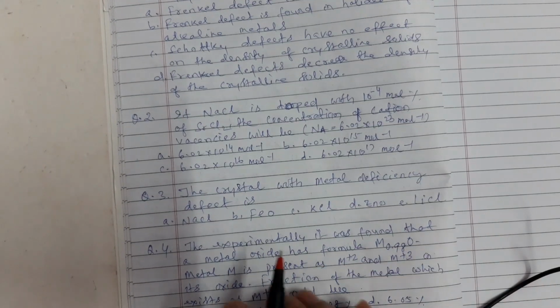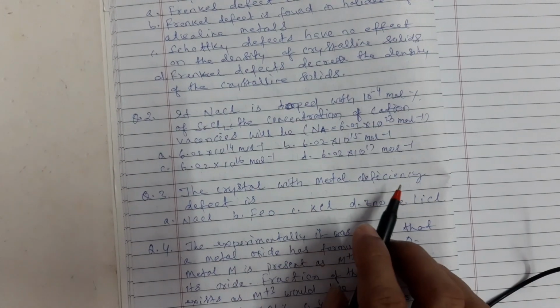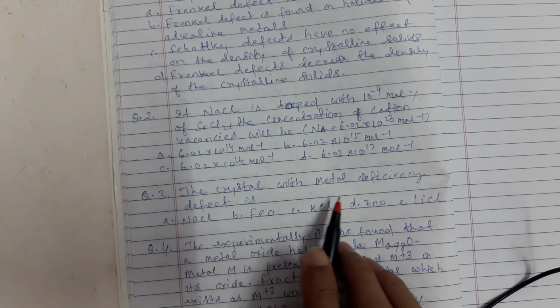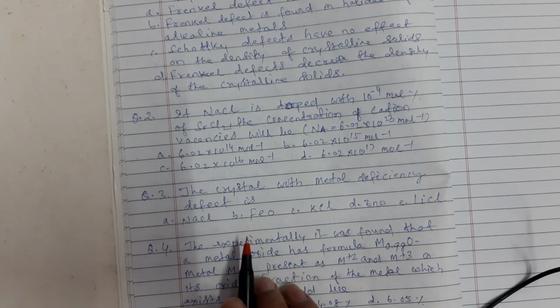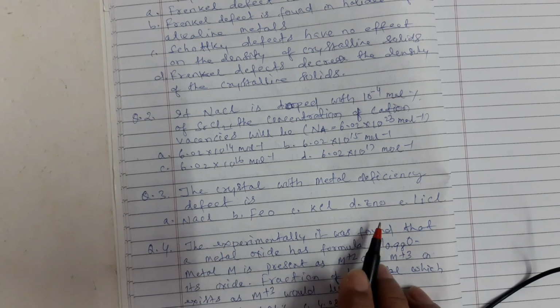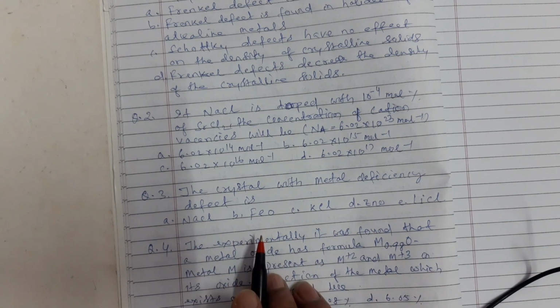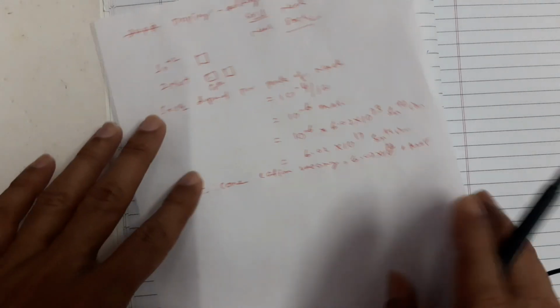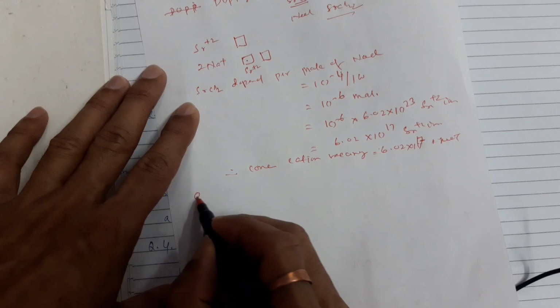Question number 3. The crystal with metal deficiency defect is what? The crystal with metal deficiency defect is what? Which one? So out of the choices, iron oxide is the correct answer. In FeO, question number 3.